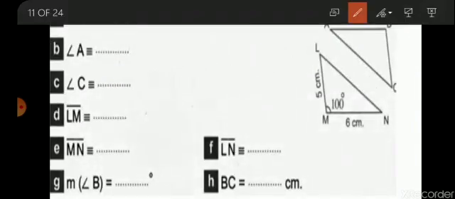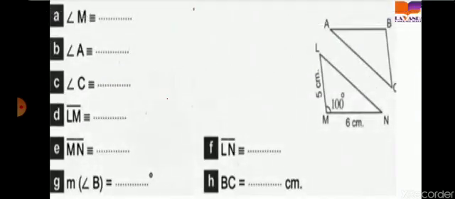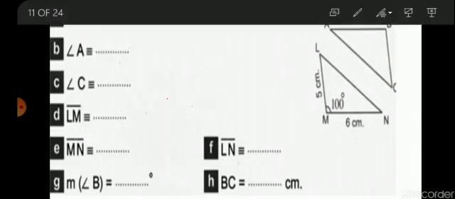Measuring of angle B. Okay, measuring of angle A. Measuring of angle A congruent to measuring of angle N. Measuring of angle C congruent to measuring of angle L, and so on.